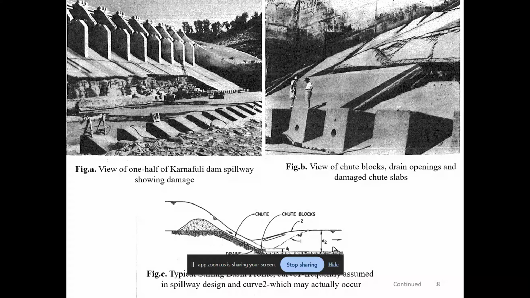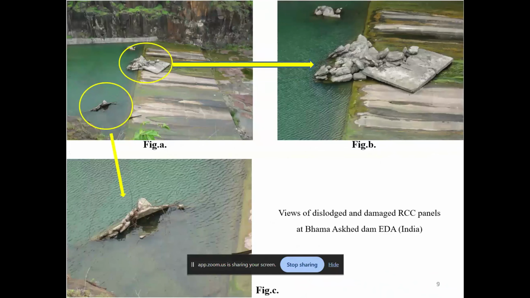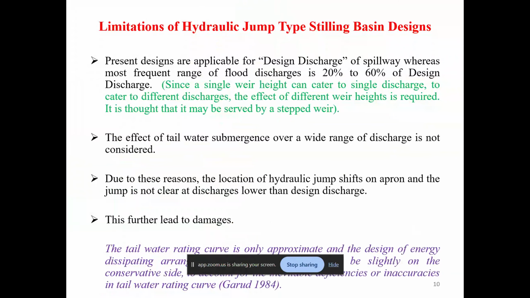Now you can see this is the picture of one of the dams, that is Karnapali Dam in Bangladesh, where half of the spillway has been completely damaged and the operations have been stopped. This is another example wherein the stilling basin has been damaged due to non-clear hydraulic jump, and it has caused the damage and also stopped the functions of the dam.